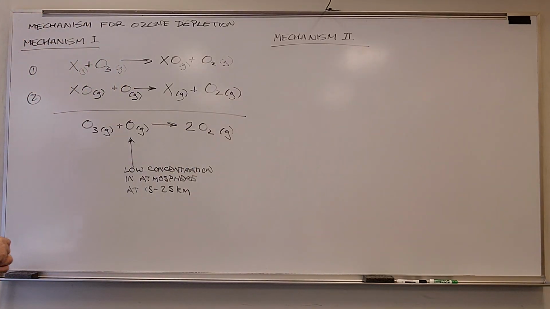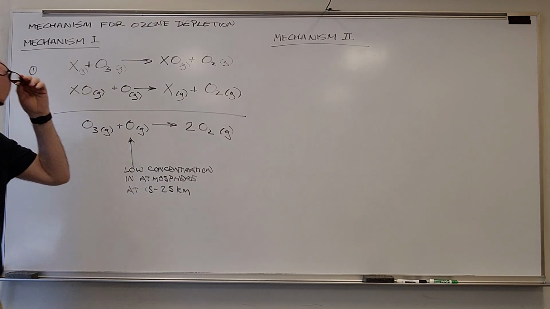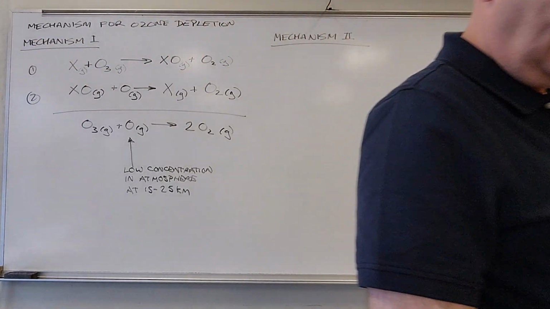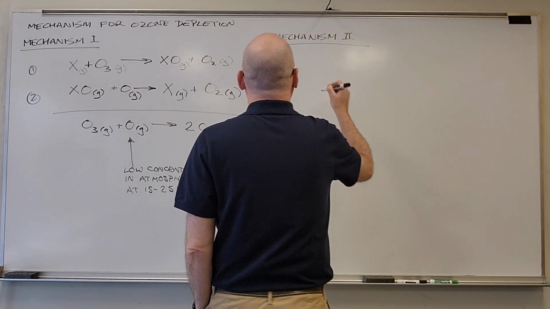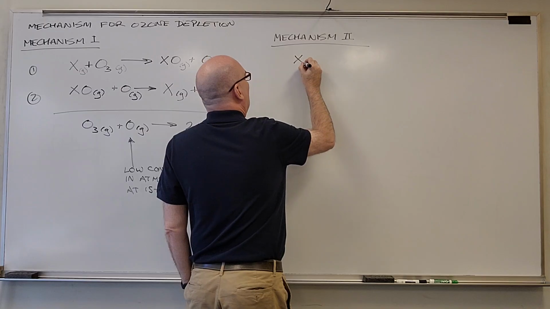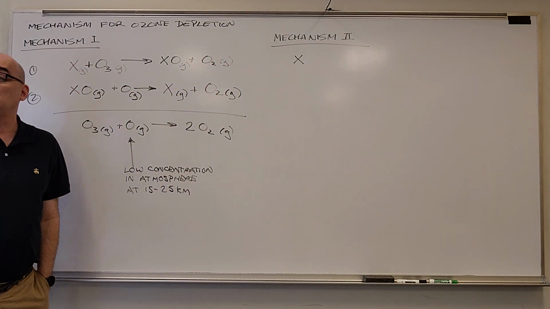All right, so we need another mechanism that doesn't require me to have this item. I'm going to call this a mechanism 2. And mechanism 2 feels largely the same as mechanism 1. I have this item, X. Our book just calls it X.